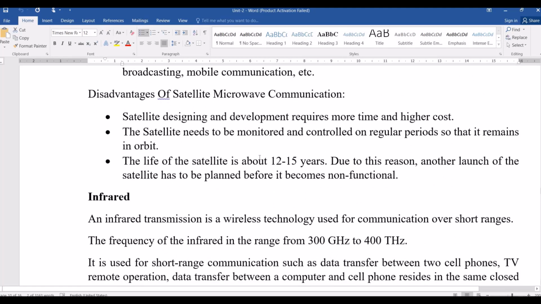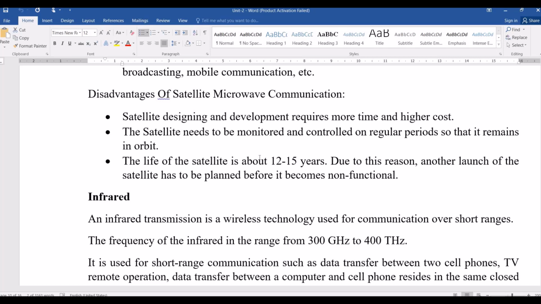The disadvantages of satellite communication are that satellite design and development require more time and cost more. So we can say it's difficult to launch and station satellites in geostationary orbit. And satellites need to be monitored and controlled at regular periods so they remain in orbit. In Earth orbit, the satellite needs to be monitored and controlled to maintain stable communications.